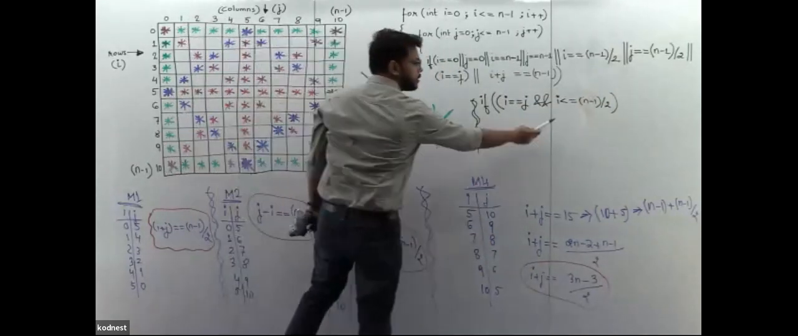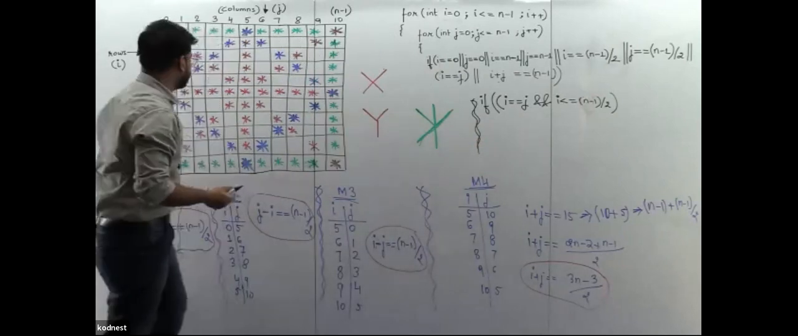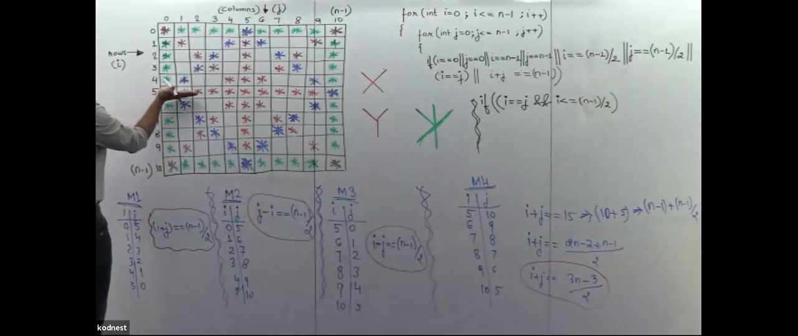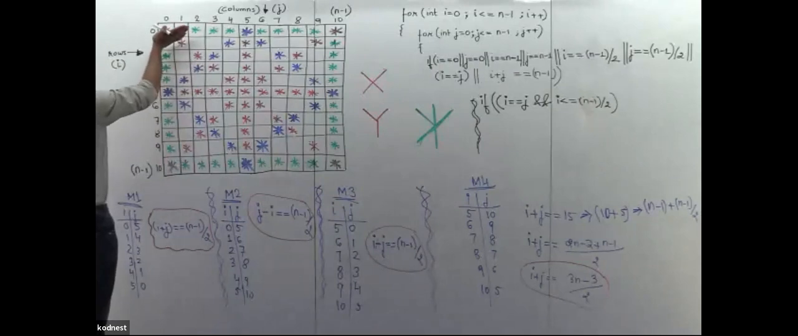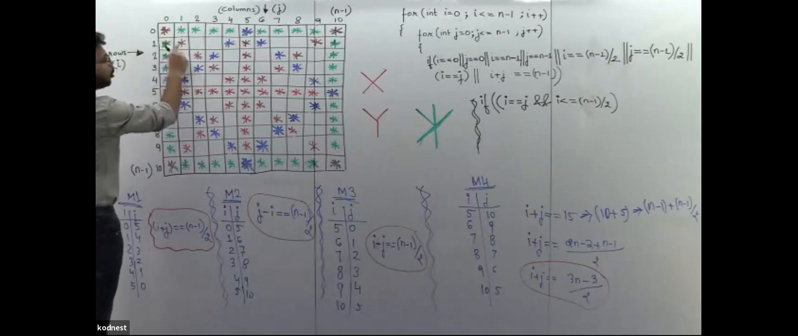Sir, why are you telling this now? Why am I telling this? Because my i should always be less than or equal to 5. So i should be 0, 1, 2, 3, 4, 5. Yes, I want all this pattern.